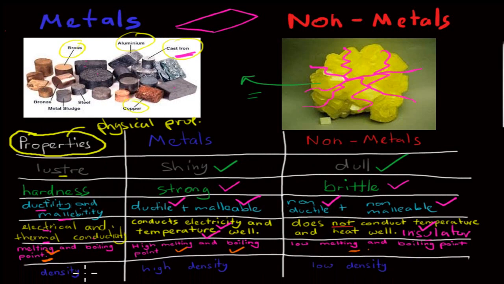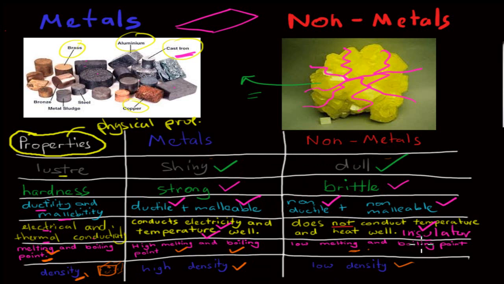And density just means how closely packed they are, like how much is in 1 square centimeter or cubic centimeter, how many atoms. And metals tend to be very dense, whereas nonmetals tend to have low density. Right, so those are some of the properties you should know. So you should be able to compare metals and nonmetals and some of those physical properties.